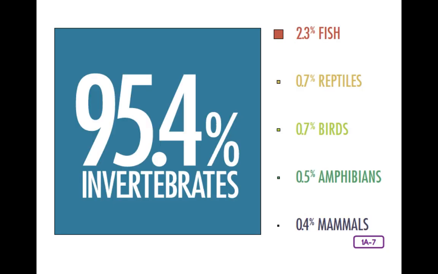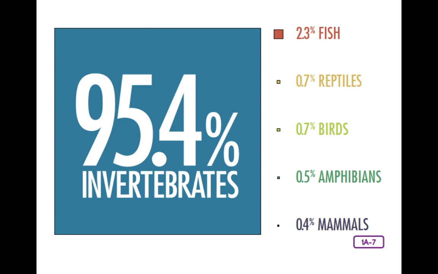A little more than 95% of all animals on Earth are invertebrates. Now that you know that a vertebrate is an animal with a backbone, what do you think an invertebrate is? Think about it. More than 95% of all the species of animals on Earth, that's a lot of invertebrates. And most of them are fairly small.